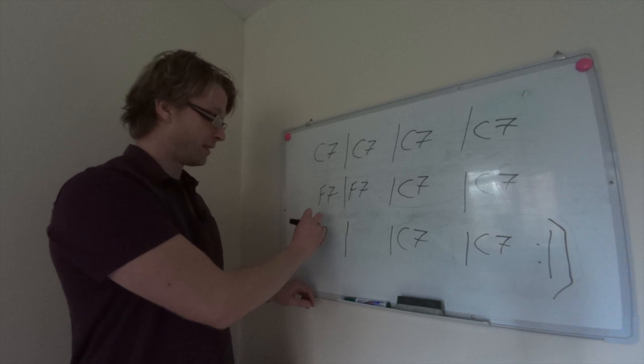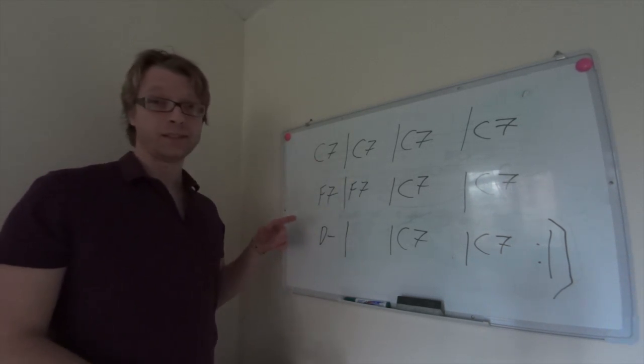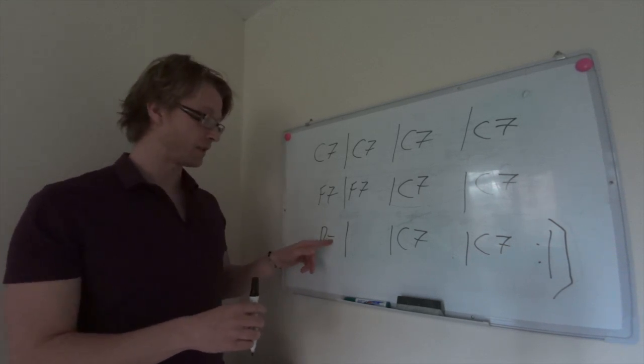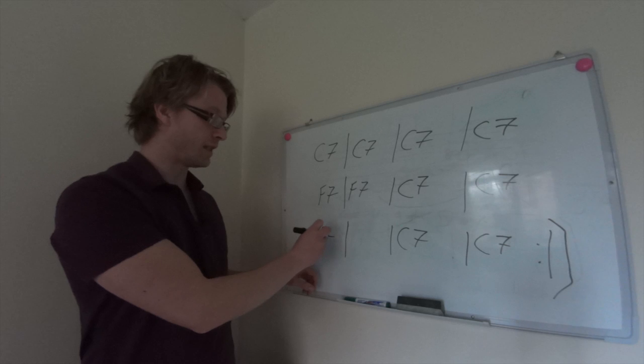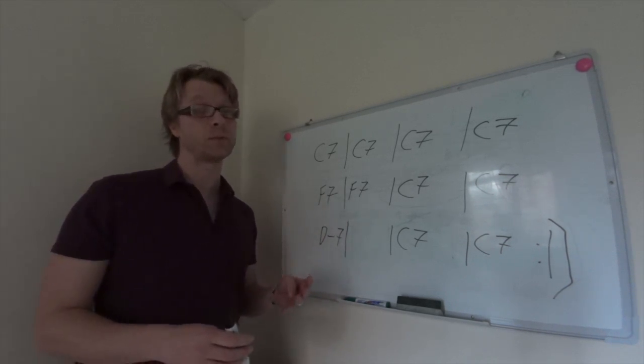So chord 2 in the key of C would be D. Now I'm using this symbol here. I tend to use these jazz symbols. If you haven't seen this before, this means minor. So D-7, D minor 7. So this is chord 2.